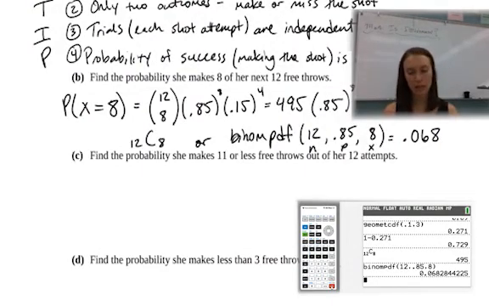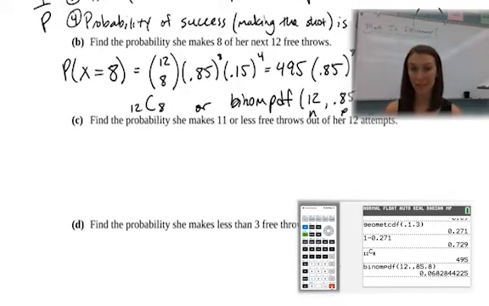If you're going to use the calculator function, you have to label your inputs. It's super important. You will get docked points on the AP exam and my tests if you don't label inputs.